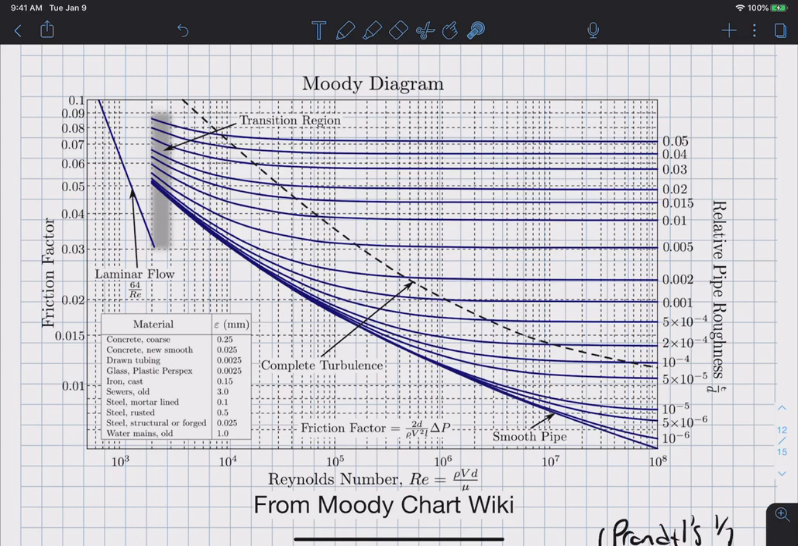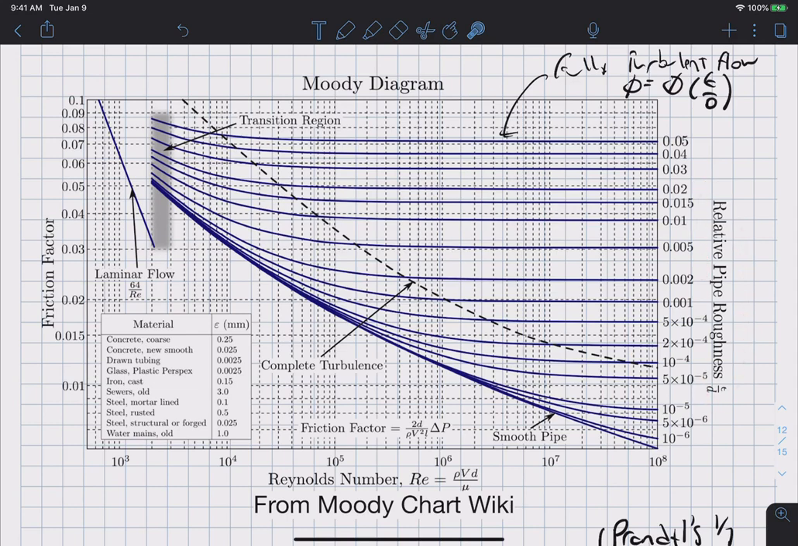And note, if you choose to use the Moody diagram, the x and y axes are on a log scale, so be very, very careful when you read it. Off to the far right, we have a region called complete turbulence, or fully turbulent flow. In this region, phi is just equal to a function of the relative roughness. Because the x-axis is the Reynolds number, and if the Reynolds number is high enough, all these different lines correspond to different values of the relative roughness.